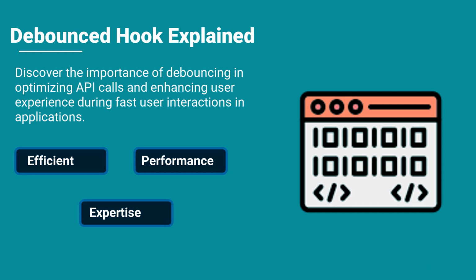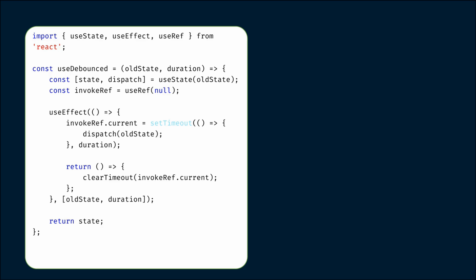Here's a simple way to conceptualize it. Whenever a state change is dispatched, we wait for a period before finalizing that change. This gives clarity that the ongoing changes are indeed meant to be applied, thus creating a smoother user experience. Let's get into the implementation. Now let's take a look at the implementation of the debounced hook.